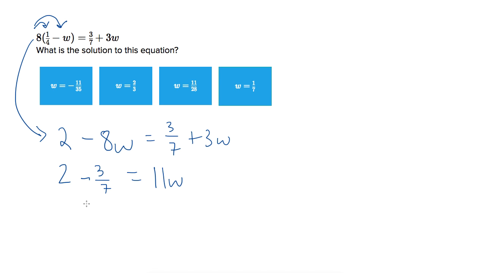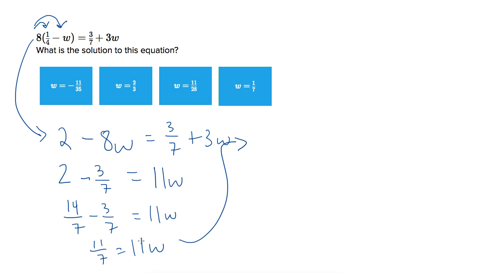Now we need to give a common denominator to the two numbers without a variable. So we need to turn 2 into something with a denominator of 7. That will be the simplest way to do it. So if we think about 7/7 is 1, that means that 14/7 is 2. So we get 14/7 minus 3/7 equals 11w, which makes this 11/7 equals 11w.